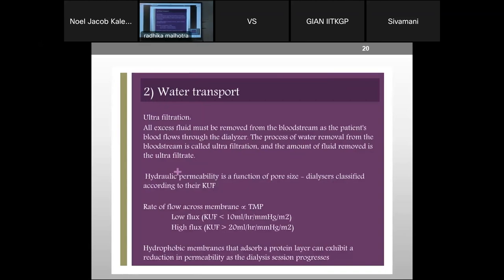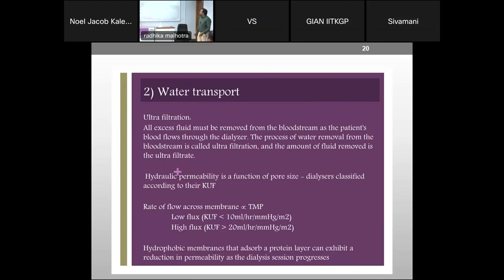Okay, so that was about solutes. So you have a lot of classes of solutes that have to be removed, and then your proteins that should not be removed. Coming to water transport, so we saw a slide initially on the water transport. So you have low flux membranes, high flux, or super high flux membranes. So you say it's low flux if your ultrafiltration coefficient value is less than 10 ml per hour per mmHg per meter square. And you say it's a high flux membrane if it's greater than 20.